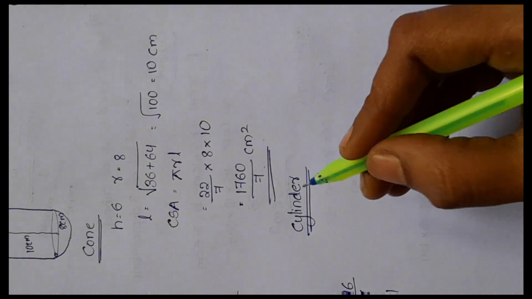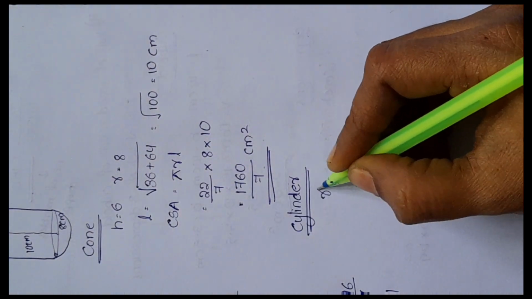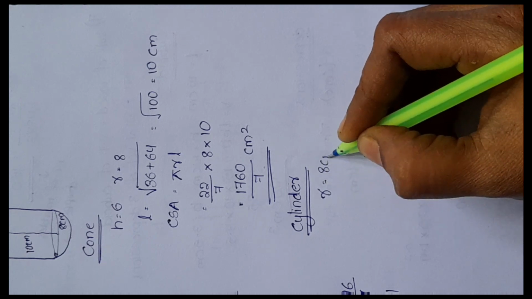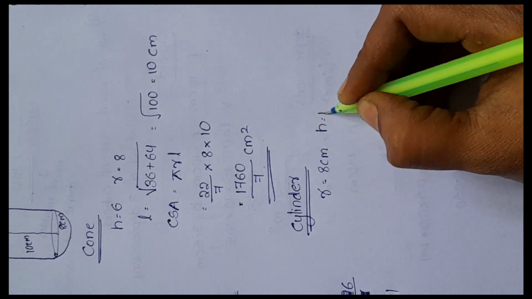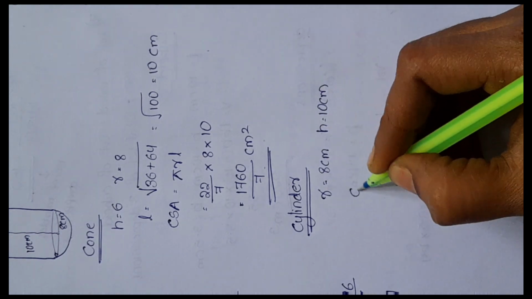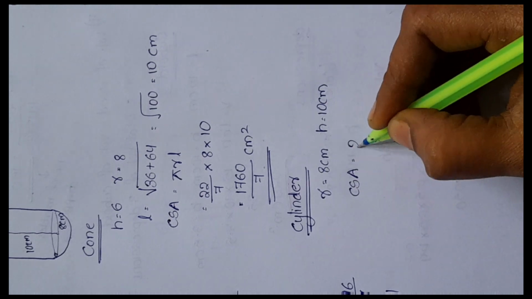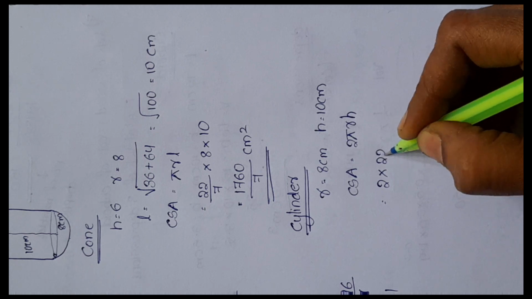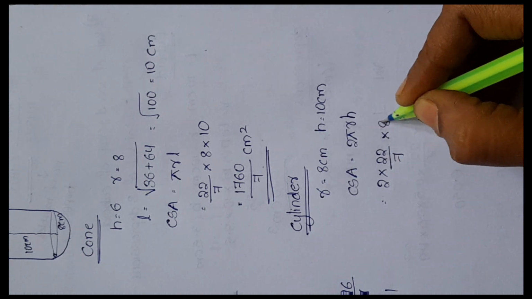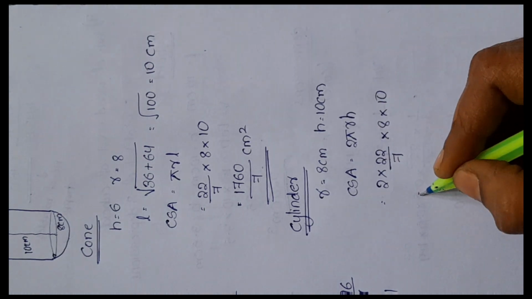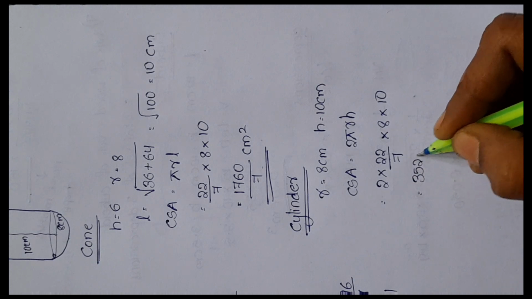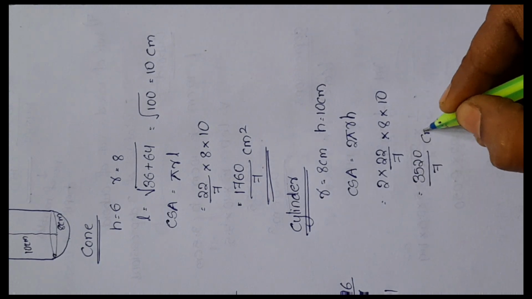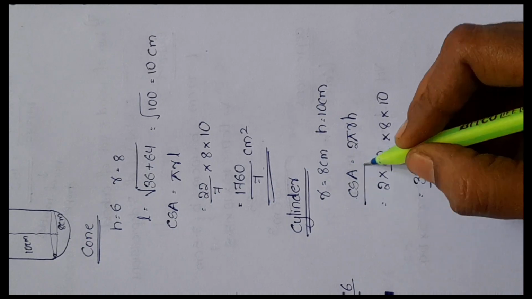Now let us take the cylinder part. For the cylinder, r is also 8 centimeters and height is given as 10 centimeters. Now the curved surface area formula of the cylinder is 2 pi r h. Let us substitute the values. 2 into 22 by 7, r value is 8 into h value is 10. On multiplication, we get 3520 by 7 centimeter square is the curved surface area of the cylinder.